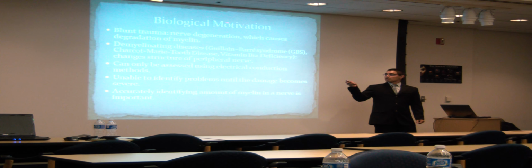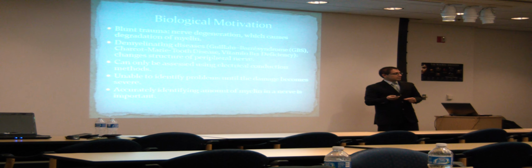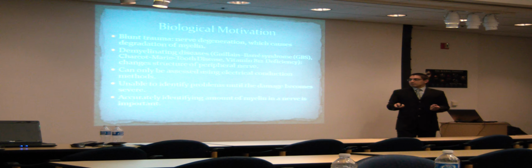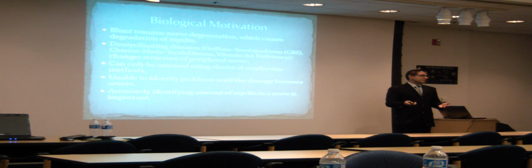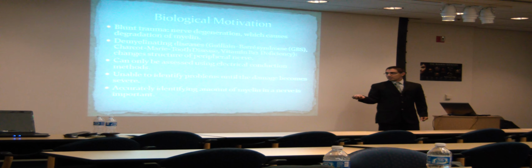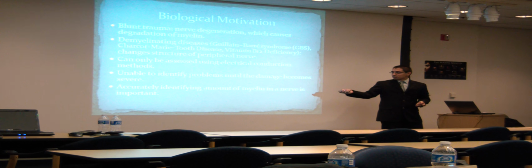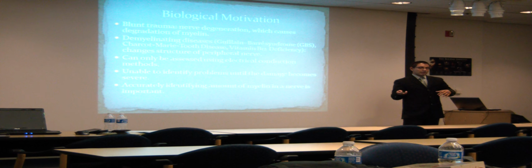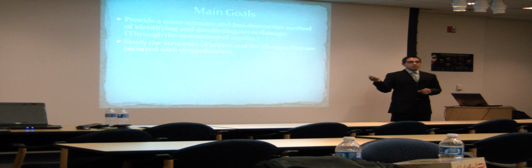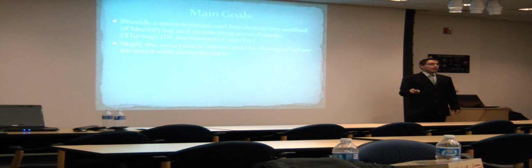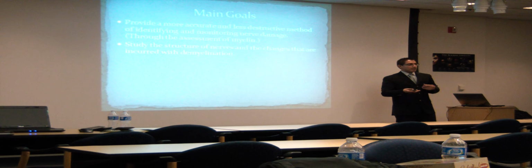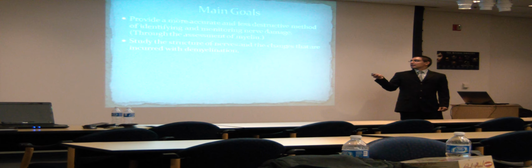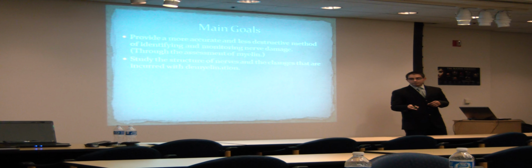And the problem with nerve degeneration is that it can only be assessed through electrical conduction methods, which could be either invasive or non-invasive. But you won't be able to find out how damaged your nerve is until the damage is pretty severe. So it would be pretty helpful if we were able to assess the myelin in the nerve before the nerve goes to that last stage. So one of the main goals of this project is to provide a more accurate and less destructive method of identifying damaged nerves, such as assessing myelin, and also to study the structure of the nerve as the changes are incurred through demyelination.